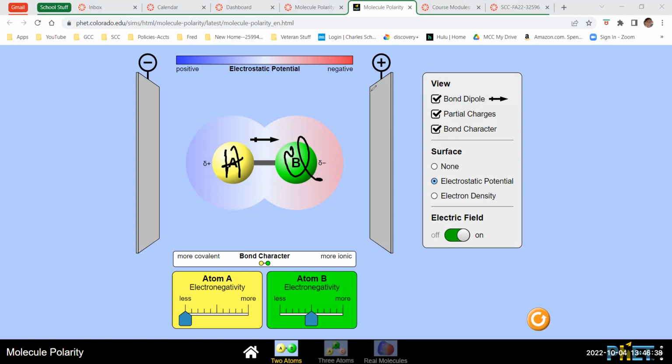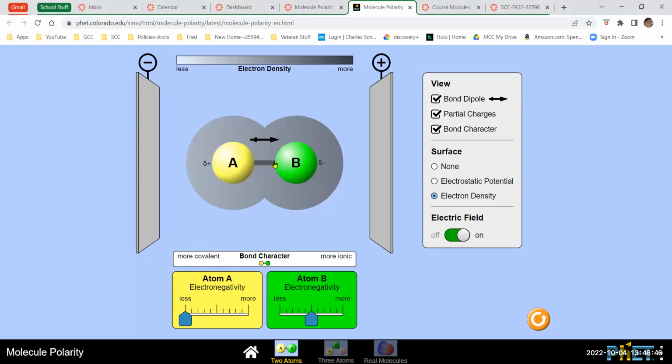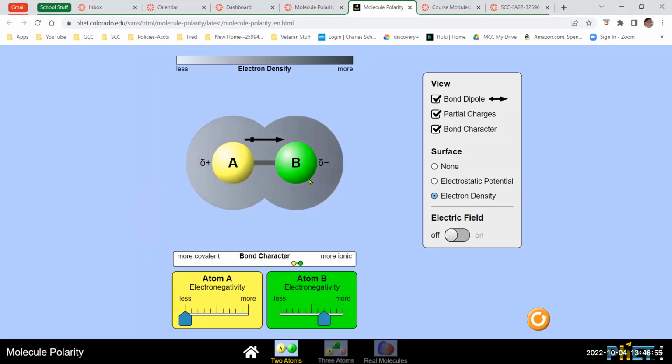So hopefully you can see the difference. We use the color, we can use electron density. Notice how dark the partial negative gets because more electron density is involved there. Okay.